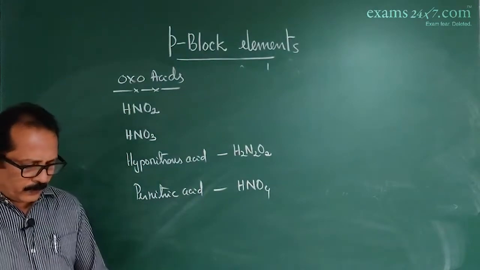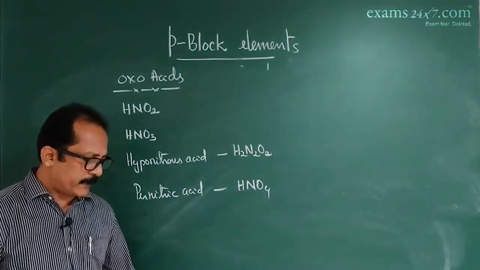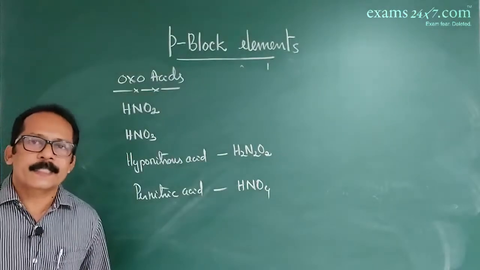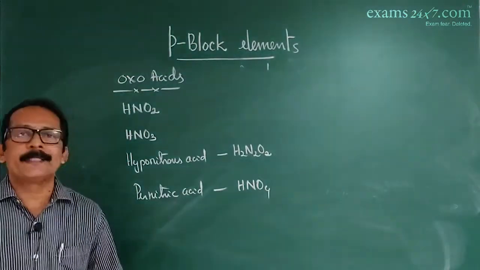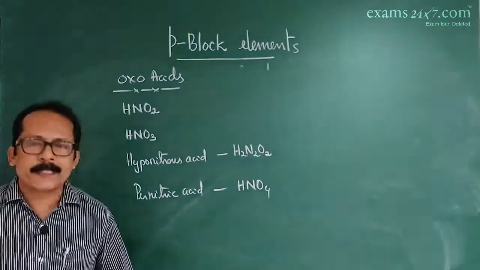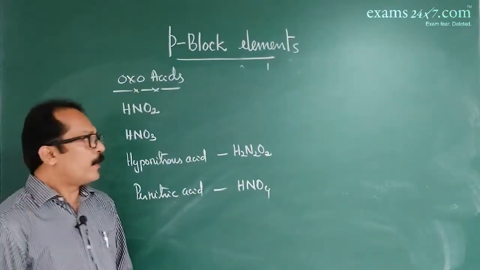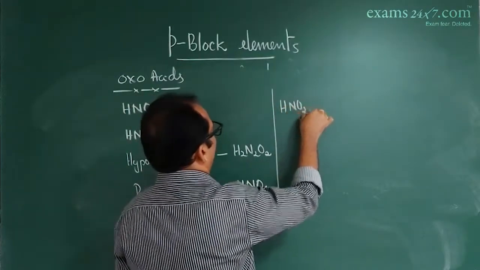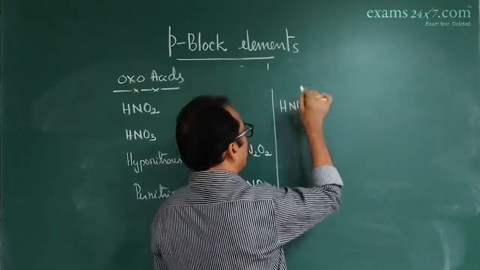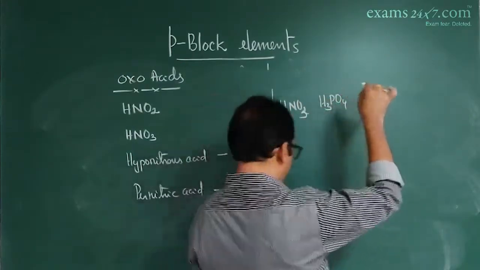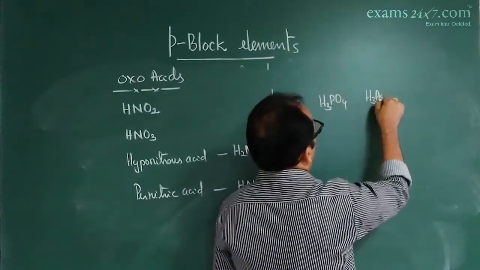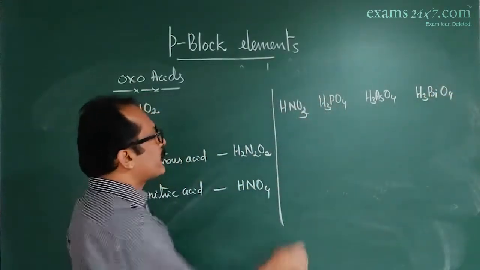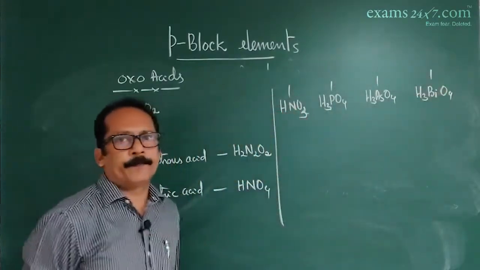Now, next about strength and stability of oxo acids. The strength and stability of oxo acids with the same oxidation state decreases rapidly down the group. That is due to decrease in electronegativity of the central atom. Now, when you consider oxo acids, examples like this: HNO2, HNO3 we'll take, then H3PO4, then H3AsO4, then H3BiO4. Now, here the oxidation state of the central atom is the same, that is +5.